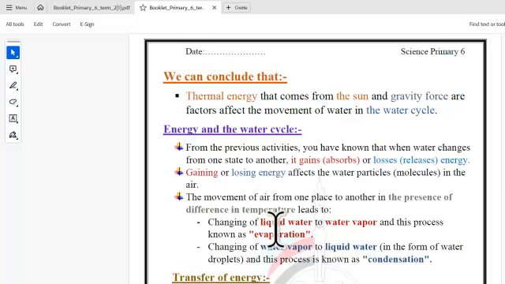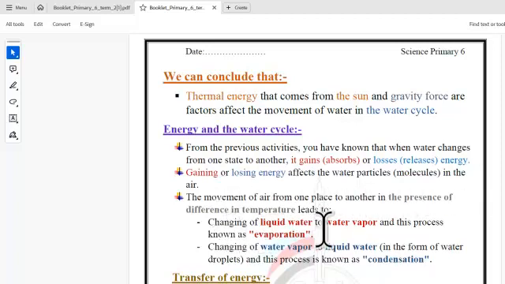We can conclude that thermal energy that comes from the sun and the force of gravity affect the movement of water in the water cycle. Energy in the water cycle. From the previous activities, you have known that when water changes from one state to another, it gains or loses thermal energy. Gaining or losing energy affects the water particles in the air.